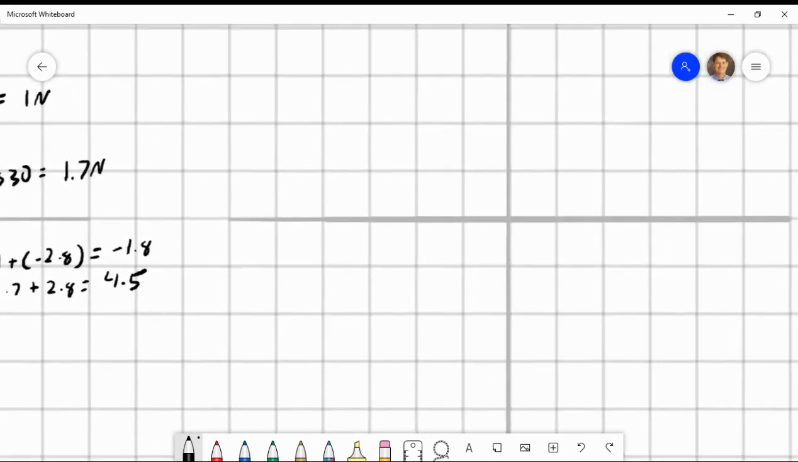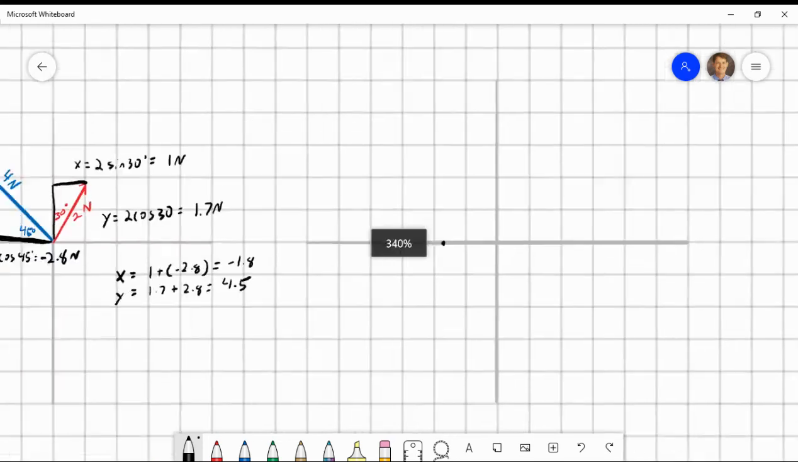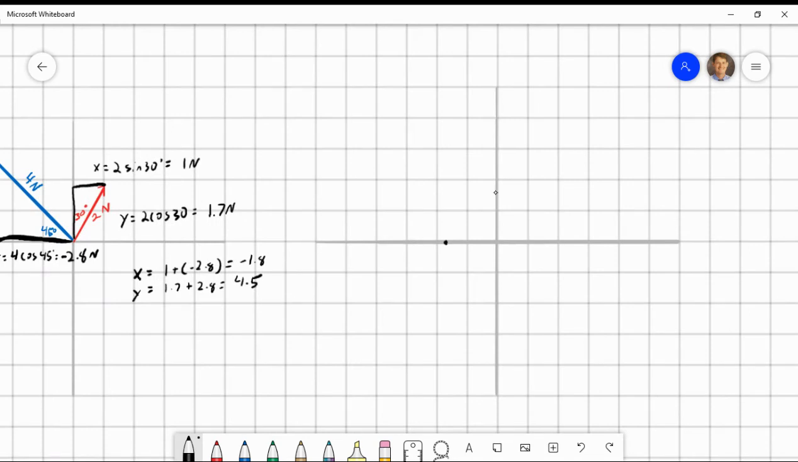So let's draw that. X was negative 1.8. Let's say that's about there-ish. And then 1, 2, 3, 4, 4.5. We'll say it's about there. So that's roughly there. So this is my resultant vector when I add those two vectors. And that makes sense, right? Because I had something like that plus something like that.